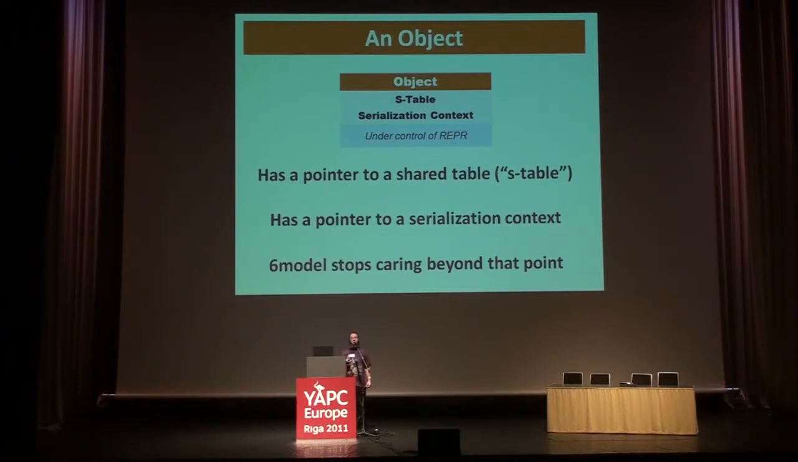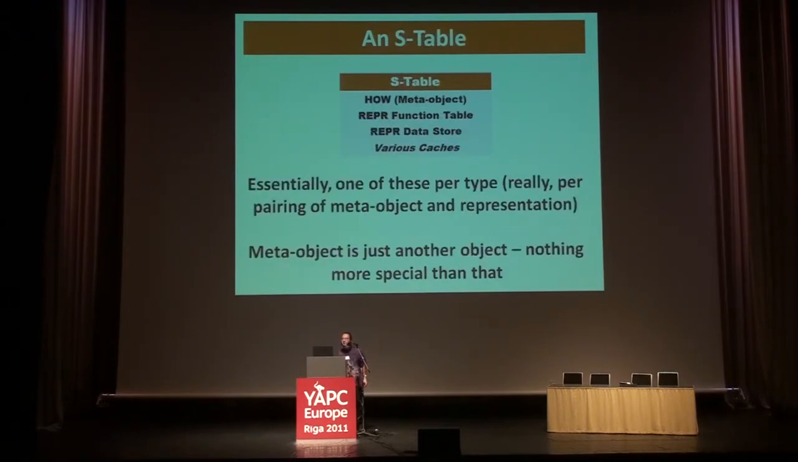So if you want to do pretty much anything with an object, you follow this S table pointer, this shared table, and you get to a data structure which we never expose to users. This is sort of an internal detail. And basically, this one just has a pointer off to the meta object, which just emphasizes a completely normal object. Someone asked me in the early days, oh, where's the meta object type? And I'm like, no, it's an object.